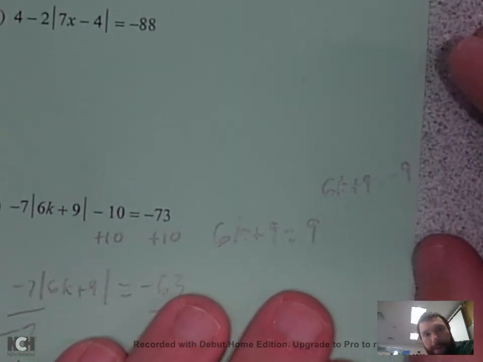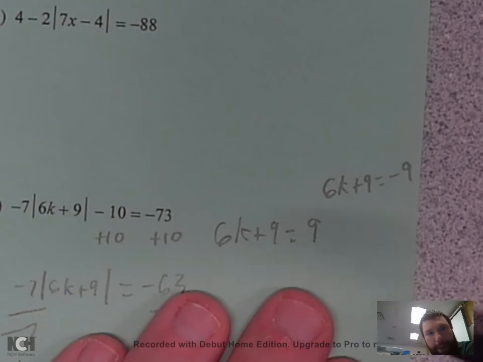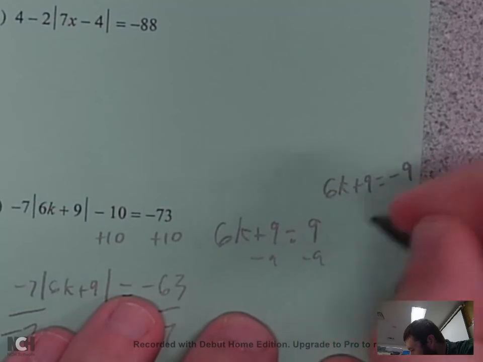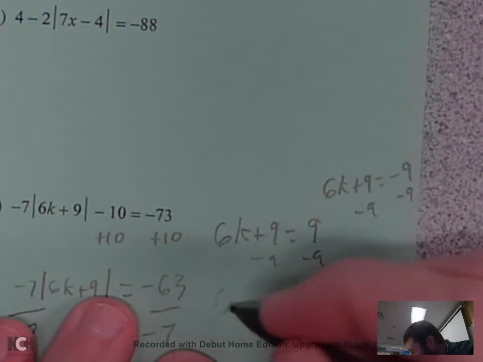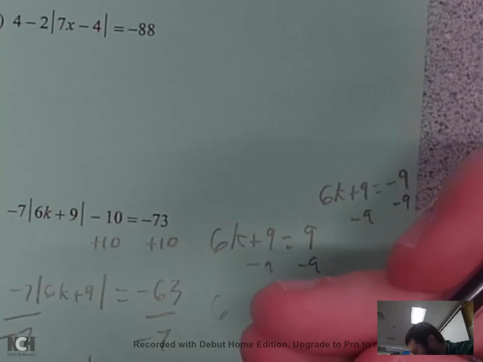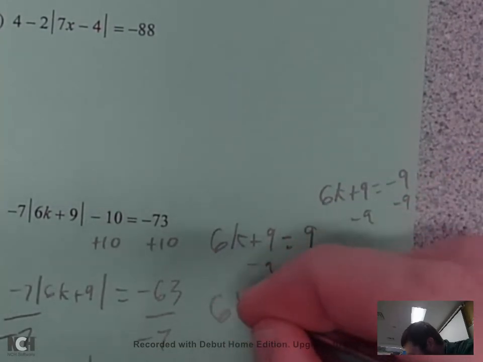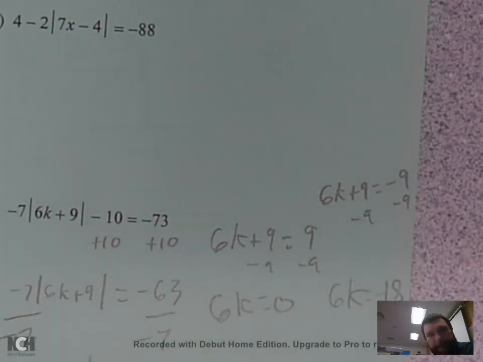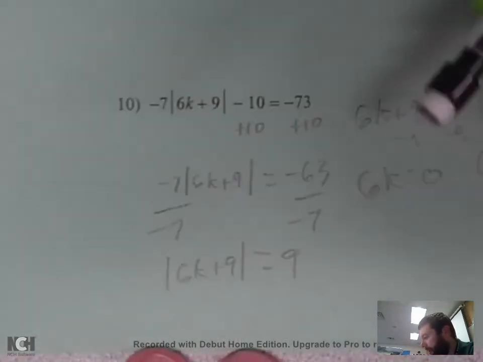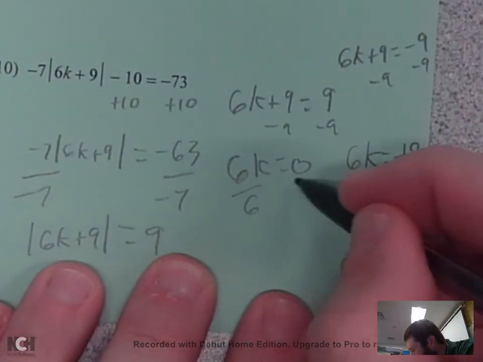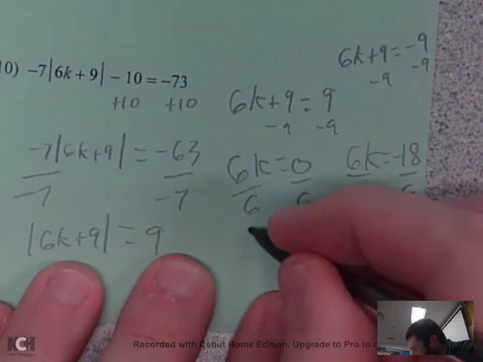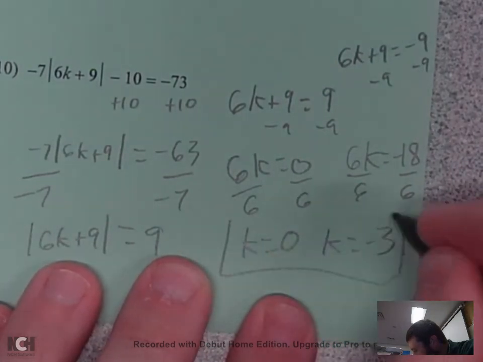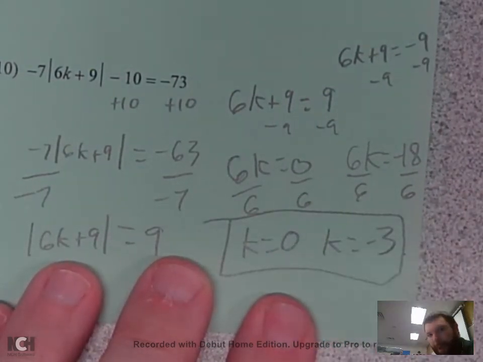Okay? So first things first, I would need to get rid of the number that's adding and subtracting, right? Two-step equation. So I'd minus 9. And that's going to give me 6k could equal 0, or 6k could equal negative 18. Okay? Then I would divide by the 6. K could either equal 0 or k could equal negative 3. And that would be your two answers. Okay? Not too bad, right?